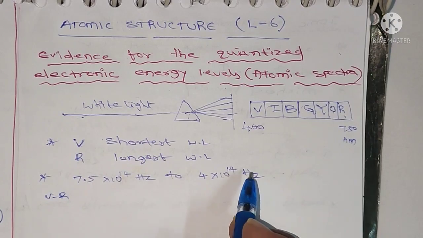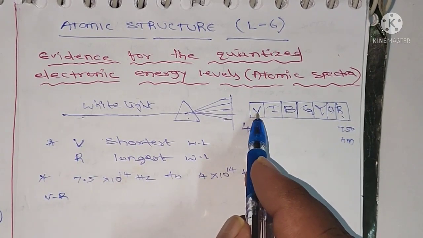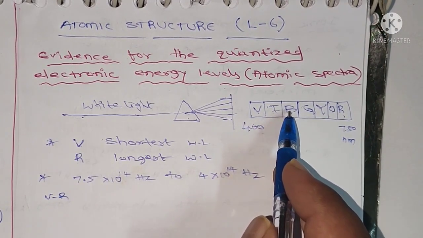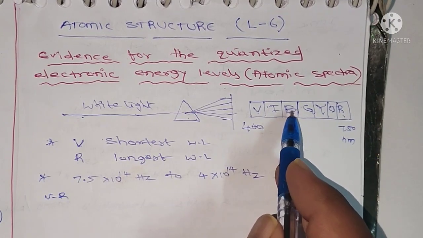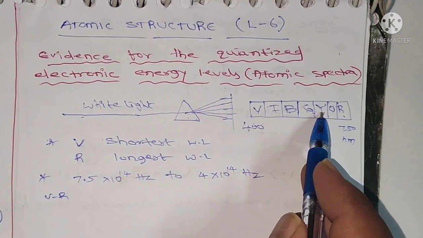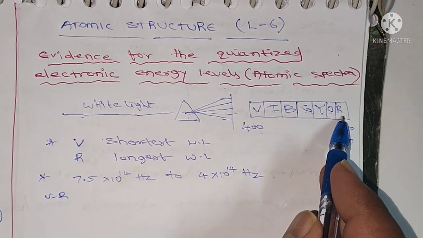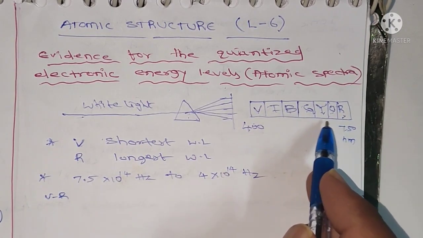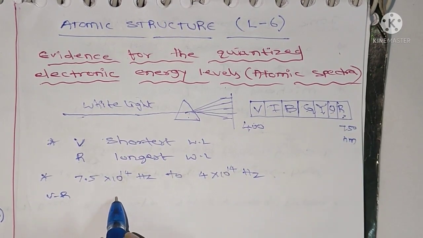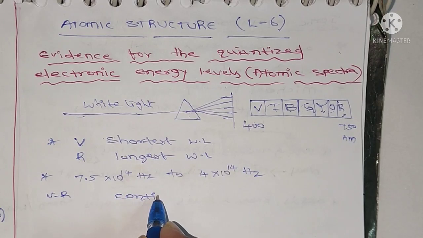And here in this spectrum, the violet merges into indigo, indigo merges into blue, blue merges into green, green merges into yellow, yellow merges into orange, and orange merges into red. Then such a spectrum is called a continuous spectrum.